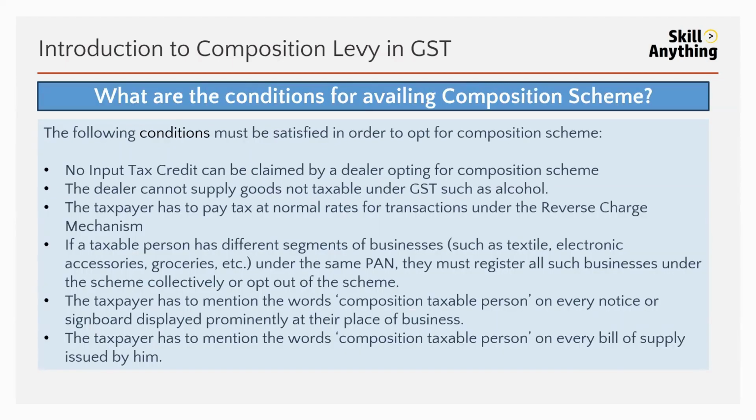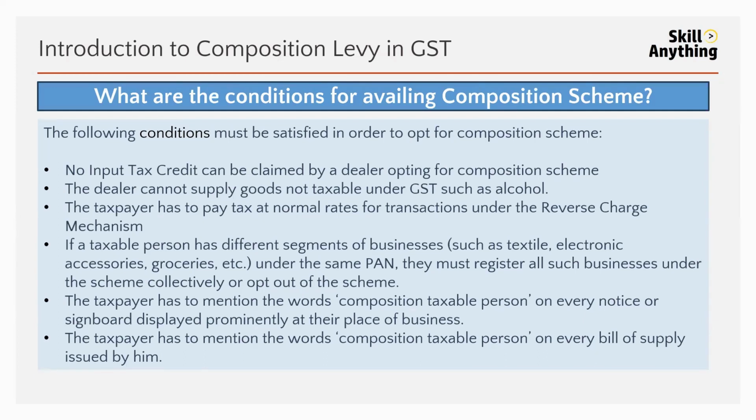Conditions to avail the composition scheme. First, you cannot claim ITC as you are dealing in a composition scheme. You cannot supply goods not taxable under GST, like alcohol. If you are going into a transaction under RCM, you have to pay the normal tax rate based on normal GST.